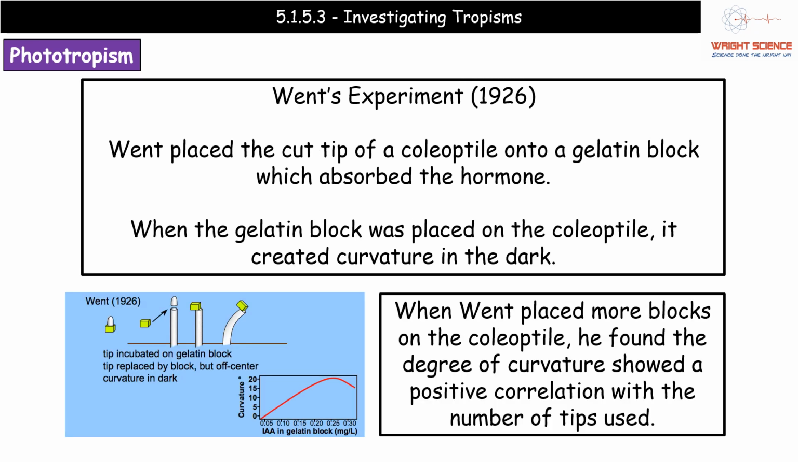Went is the final one that we're going to look at, in 1926, and again we're cutting the tip off the coleoptile, but this time placing on little gelatine blocks which absorb that chemical, the hormone. And when he then placed the gelatine block back onto the coleoptile, it caused that curvature. And he then followed up by adding a few blocks, and therefore he concluded that the degree of curvature shows correlation to the number of those tips used. So the more of those blocks we put on, then the greater the degree of curvature. So we can then conclude that the greater the quantity of this particular chemical, then the greater the degree of curvature will be in our plant.